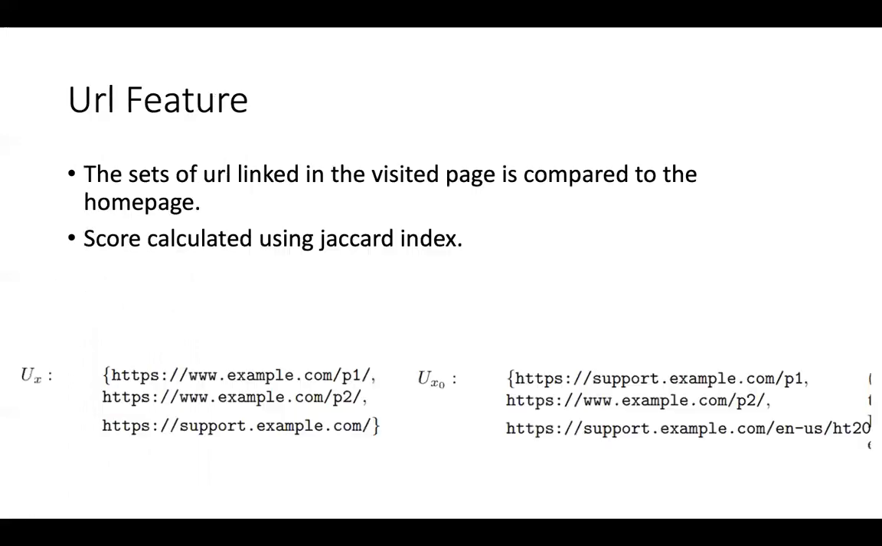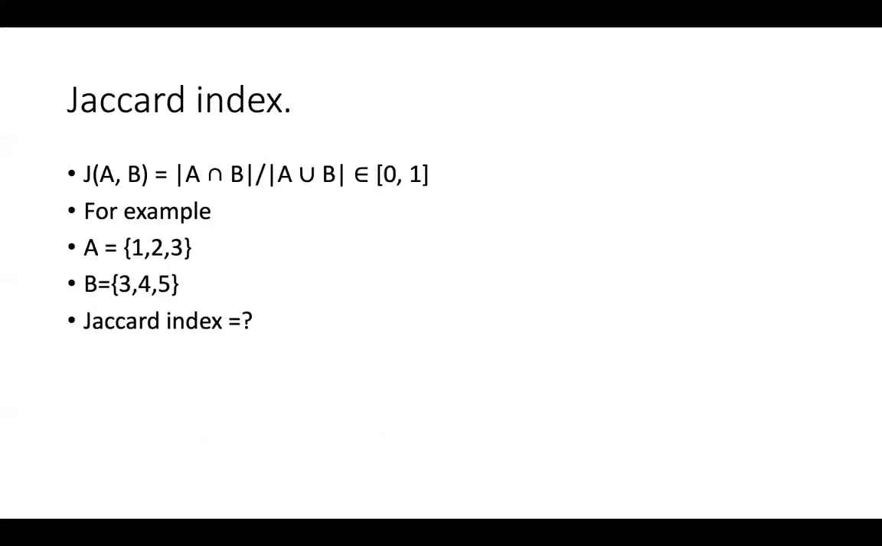Okay, so the URL feature is 0.3 and should be 0.2, right? So the 1/5. Oh yeah, correct, sorry. 0.2, 0.2. My bad. Sorry, 0.2, yes. Okay.